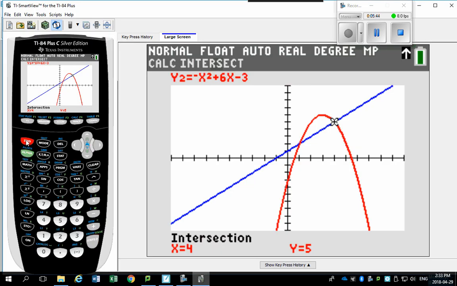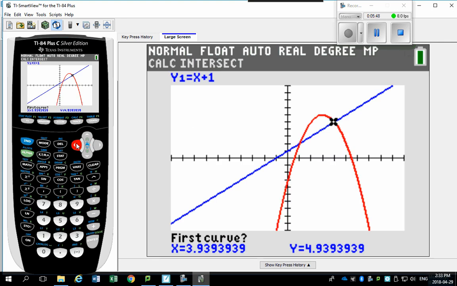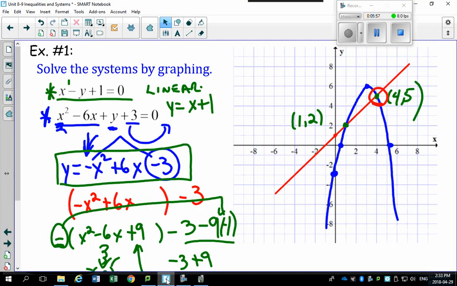Boom. Second, calc. Let's find the other one. Intersect, 5. Mouse it down there. Bing. Enter, enter, enter. And look at that. 1, 2. And let's see. Oh, I did predict correctly.